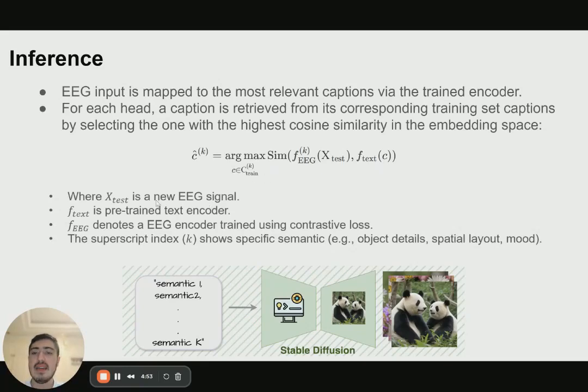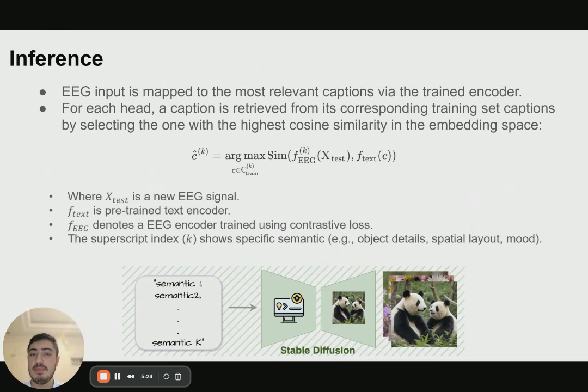And if we denote our test-time EEG as X test, and the encoders of text and EEG as F text and F EEG, sim would be the similarity score, which is the cosine similarity in our case, and we have a superscript index called k, which refers to the semantic level. For example, object details, spatial layout, or mood.